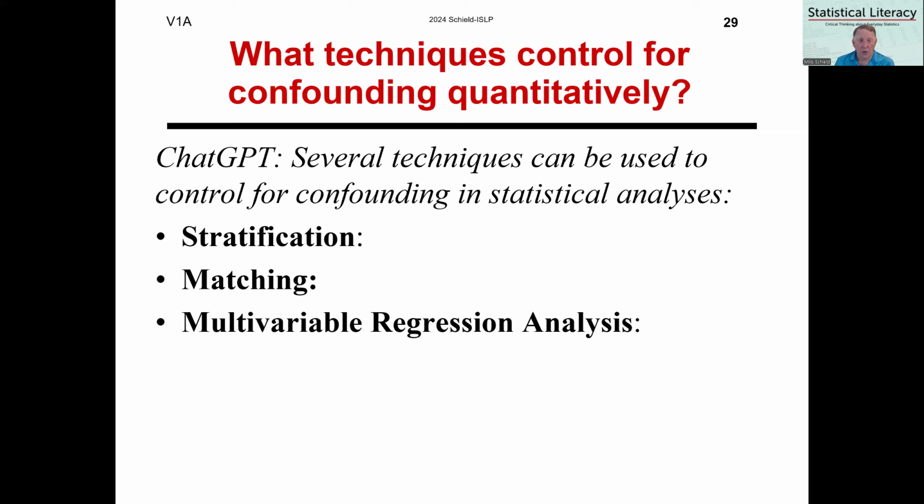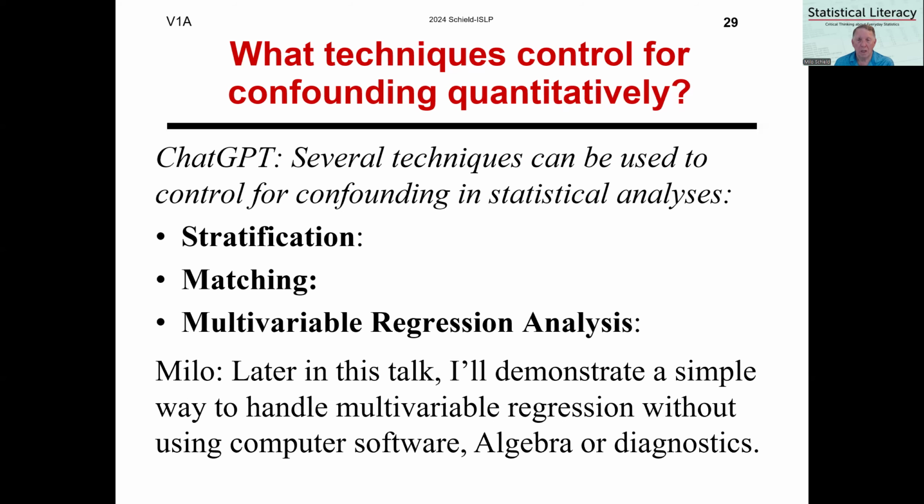As far as matching is concerned, usually that's done in acquiring the data, and it's not something I can do after the data is collected. The third one is the big gun for us statisticians, multivariable regression. But I can't teach that as a professional. There are specific assumptions that underlie that model. There are diagnostics that need to be reviewed to see that it's applicable. I don't want to teach bad practice. But later on, I'll demonstrate a simple way to handle multivariable regression without software, algebra, or diagnostics. Stay tuned.